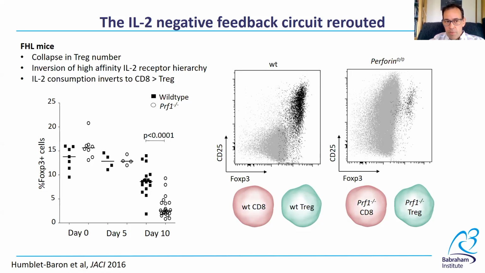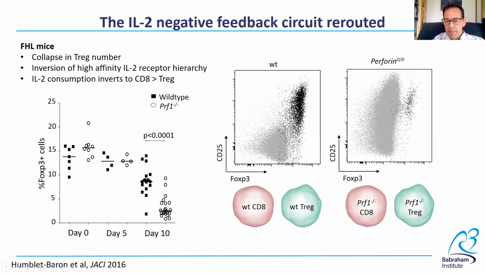What we also saw is a collapse in the Treg numbers. So now we can look at the number of regulatory T cells present either in the wild type mouse or a perforin knockout mice. Without an infection, it's completely normal. Day 5, everything's normal. Day 10 after the infection, we have lost almost every regulatory T cell in this mouse, complete collapse of the population. And part of the reason why is the IL-2 consumption.